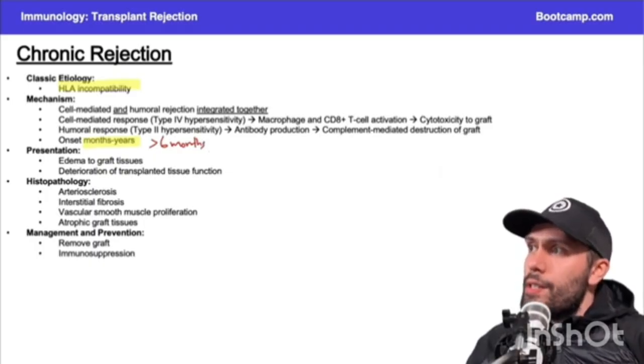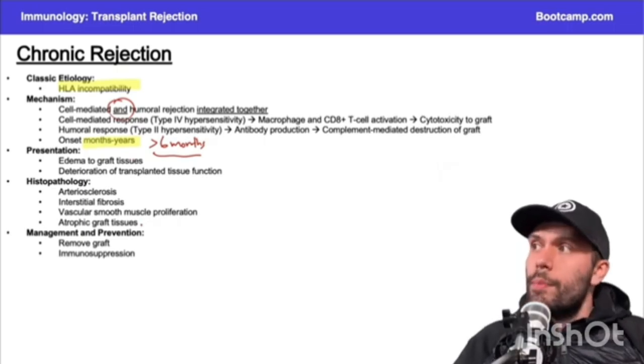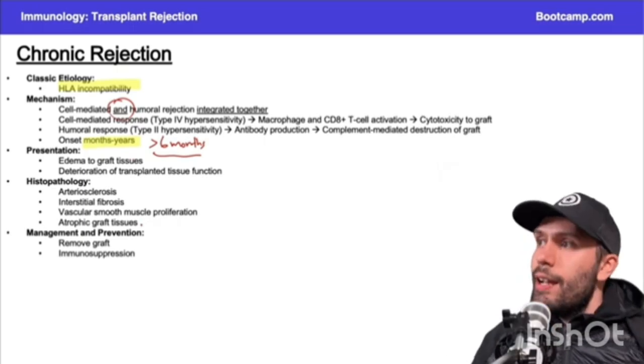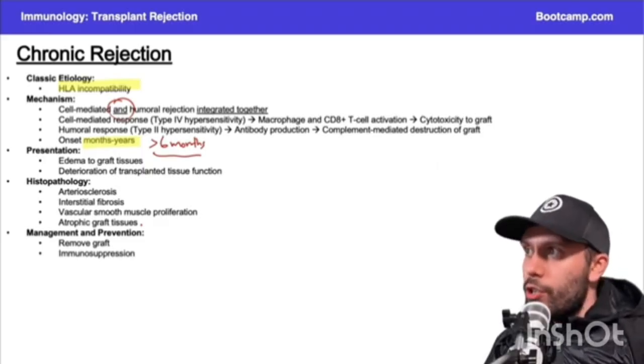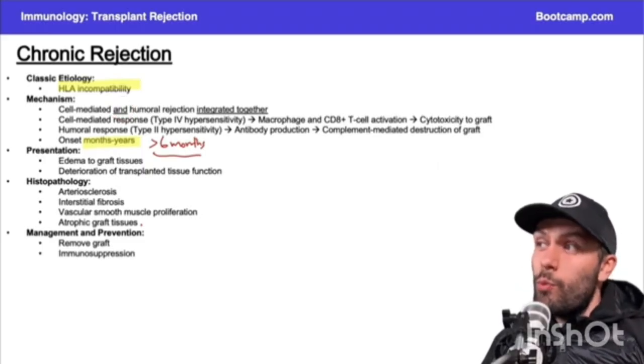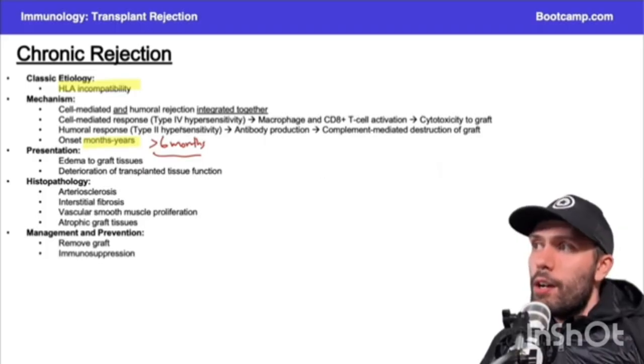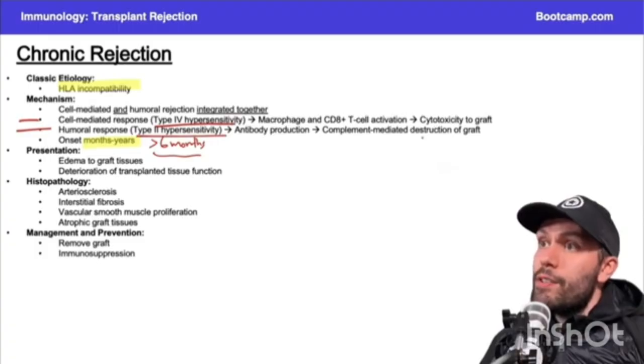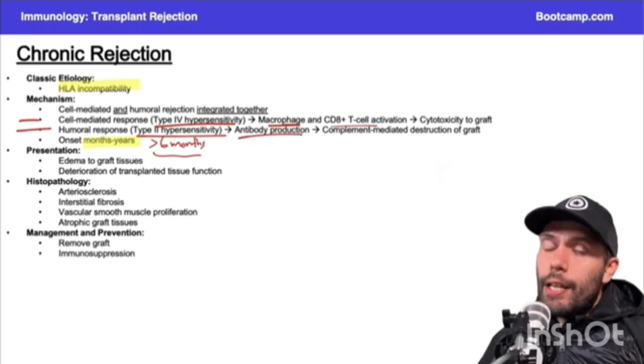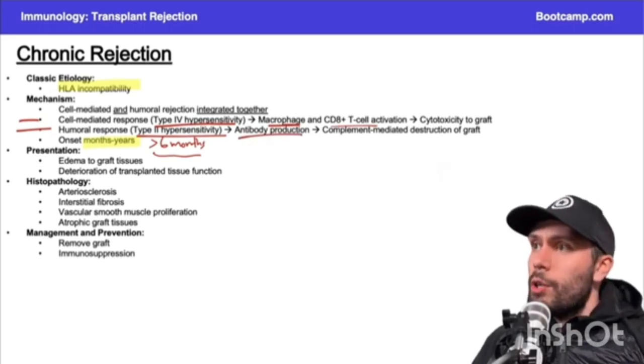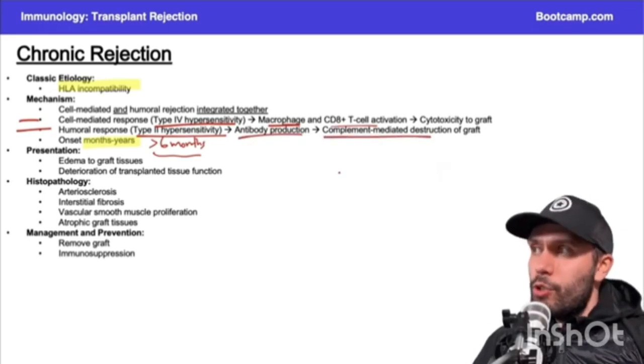Now, what's the difference? Again, there's a couple key differences. One is the timeline here. The other one is this word right here, and. You can sometimes see cell-mediated and humoral responses integrated together in chronic rejection, whereas when we talked about acute rejection, usually it's one or the other. This is the same thing that we talked about in the last slide, so I won't go through it all again. You can have a cell-mediated response, humoral response. Remember, cell-mediated is primarily type 4 hypersensitivity, humoral is type 2 hypersensitivity. The idea is there's some cytotoxic destruction to the graft related to macrophages, CD8 positive T cells, and then eventually antibody production post-class switching, where IgG antibodies induce complement-mediated destruction of the graft.